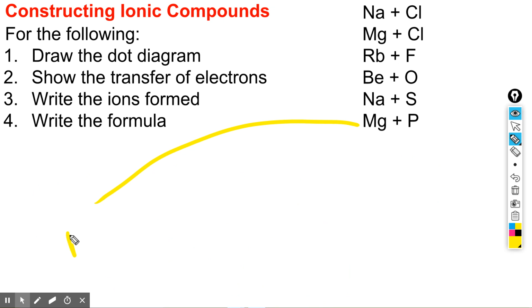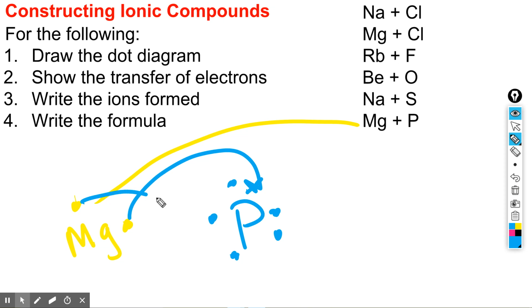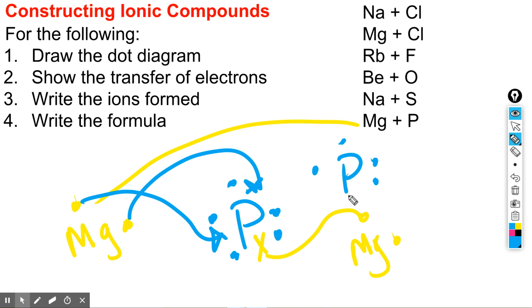Last one, MgP. This is the most complicated one. Mg has 2. P has 5, right? Yes, P has 5, 2, 3, 4, 5. Mg gives 1 away there, and it gives 1 away there, but P still has a hole, so we need another Mg. Mg, 1, 2. We have that one there, but now Mg still has 1 to give away, so we need another P. P has 5. Mg gives 1 away there, but now it has 2 that it needs.